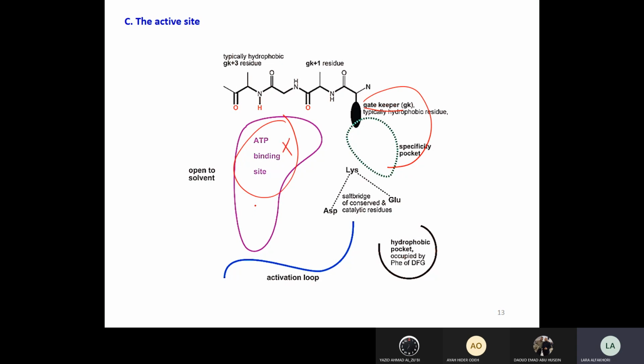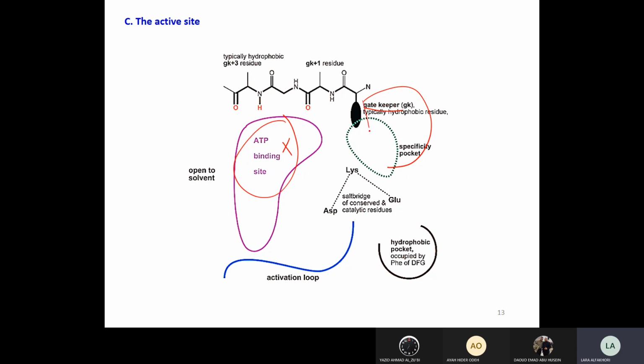Why do we call it hydrophobic? Because most of the amino acids surrounding that pocket are hydrophobic in nature. So that is why type 1 or type 2 inhibitors that occupy a hydrophobic pocket usually should have a lipophilic group. You will see that when we look at those inhibitors.